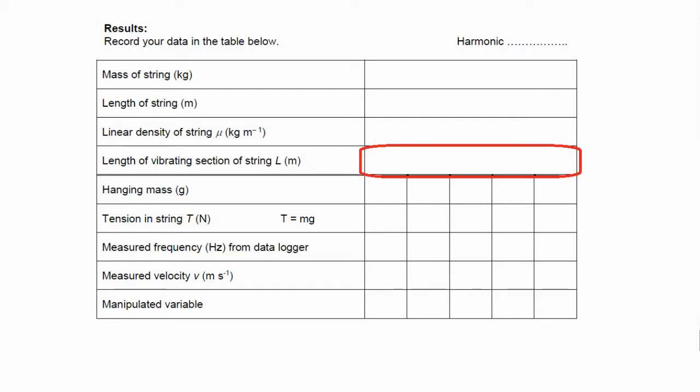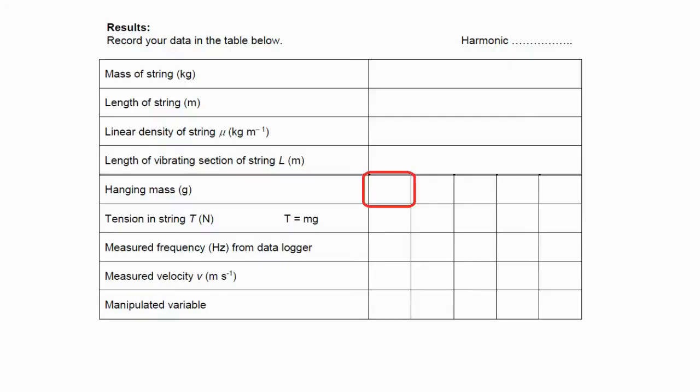Now, the hanging mass. This is the one that we're changing. We're changing the tension. So at the moment, I've got 50 grams suspended on the end of that string. So that's the first figure that needs to go in the table there where it says hanging mass in brackets G for grams. So we put that in grams.